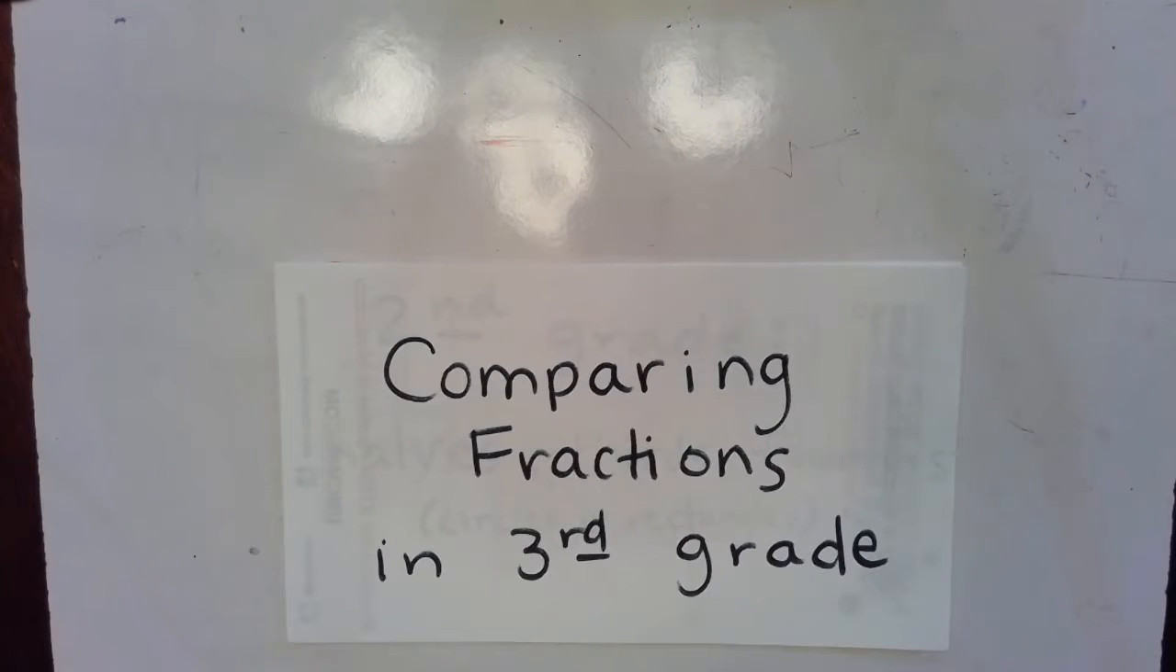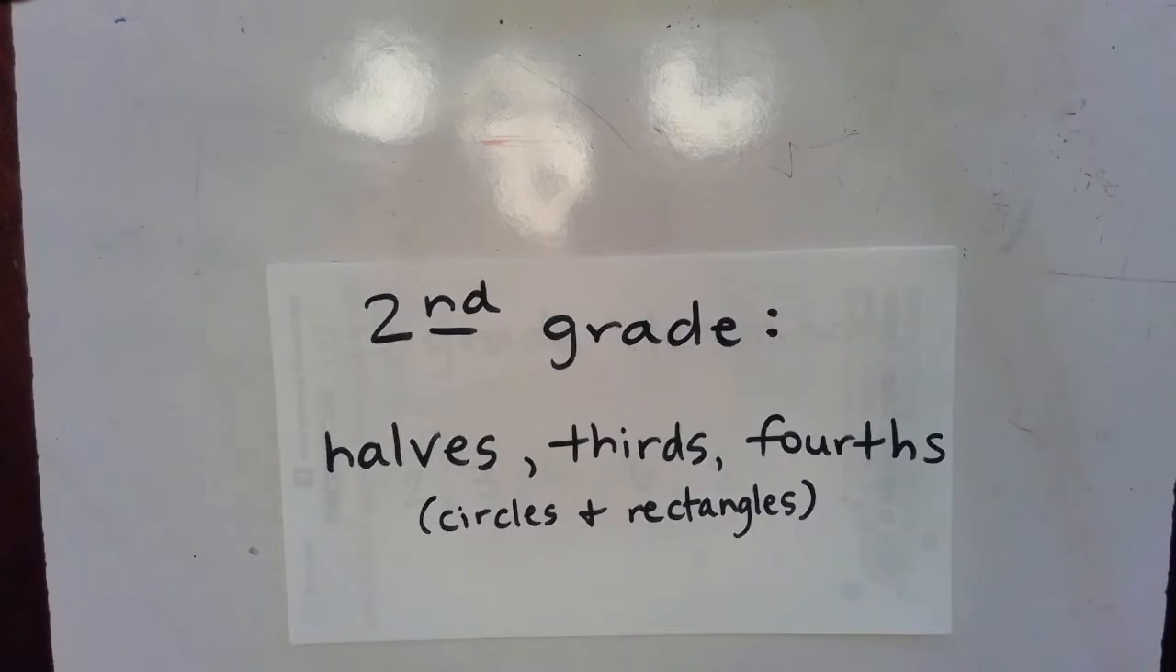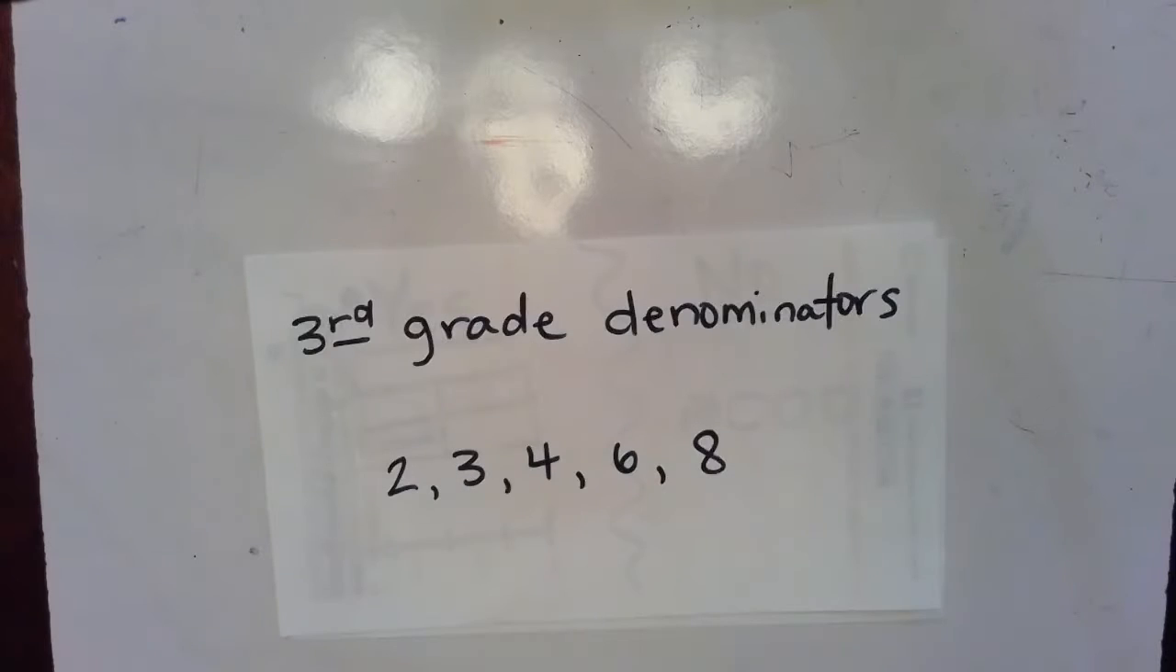I want to talk to you today about comparing fractions in third grade, but before we look at third grade, let's take just a minute to review what our students did with fractions in second grade. In second grade, our students partitioned circles and rectangles into halves, thirds, and fourths. They didn't use symbols. They didn't use a numerator and a denominator and a fraction bar, but they did use these words, halves, thirds, and fourths, to partition circles and rectangles into fair shares and equal pieces.